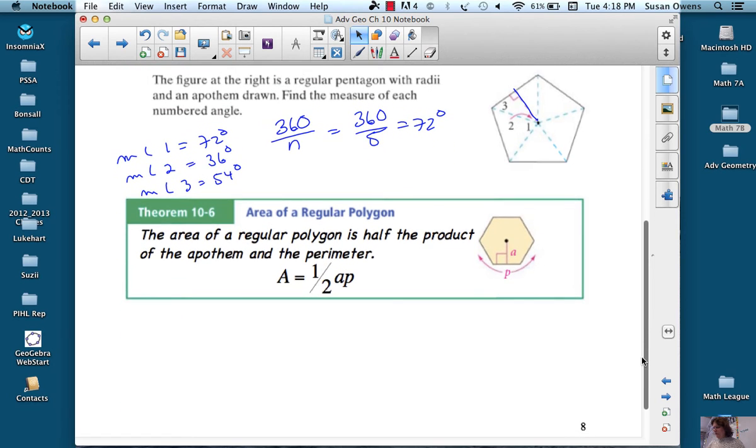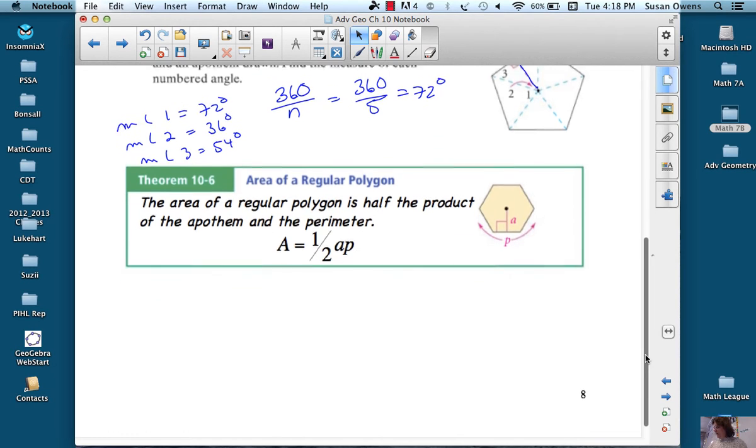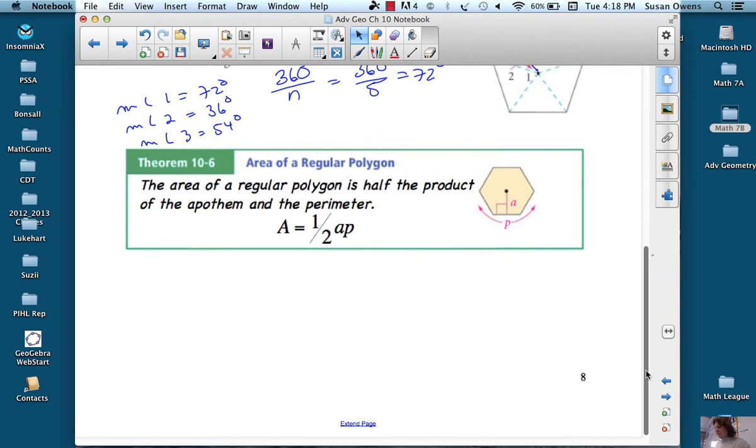Next we have the formula. The area of a regular polygon is half the product of the apothem and the perimeter. Again, I want to derive this formula to show you where it comes from. If you think about it, it's very similar to the triangle formula, 1/2 base times height, except we have a bunch of triangles that we're going to put together, and each one of those triangles is going to be 1/2 base times height. I'll show you where that comes from.